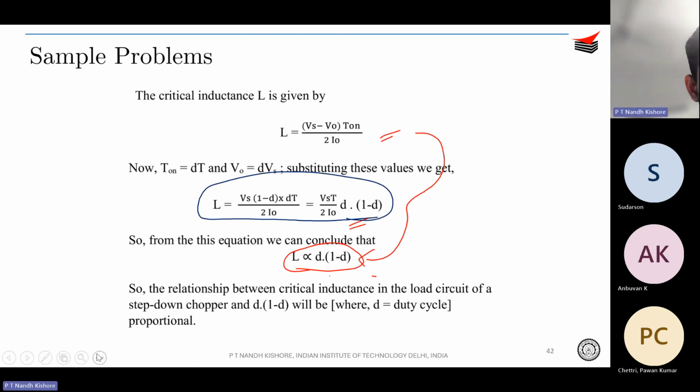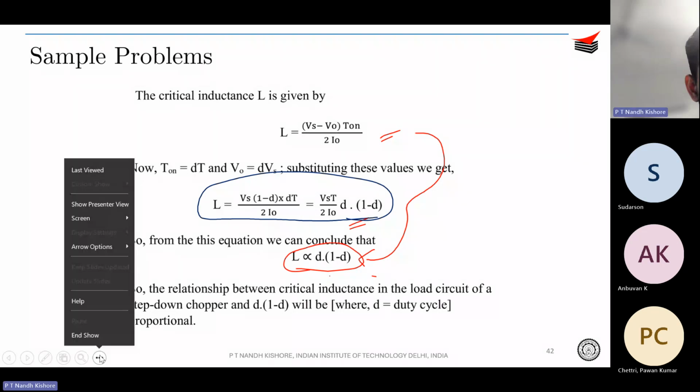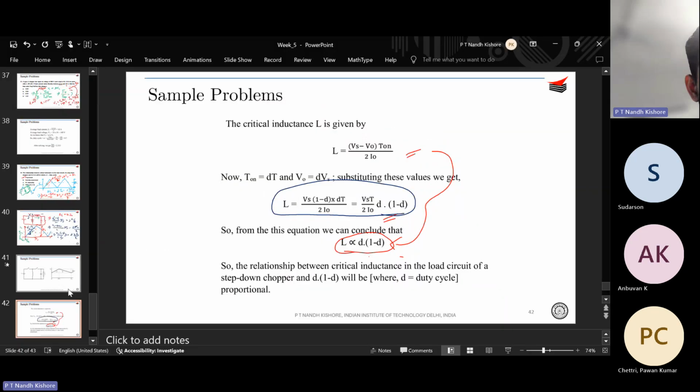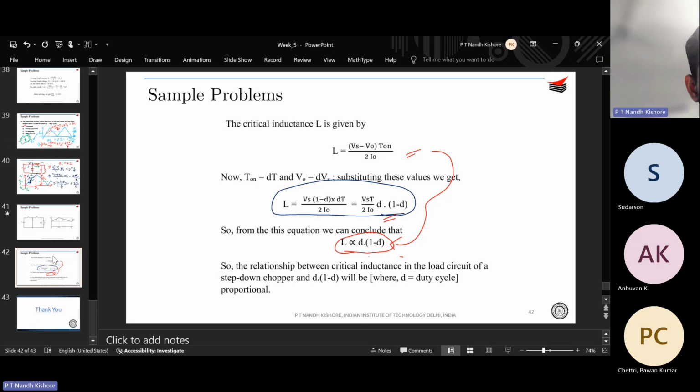So we can just pause for a few minutes. After that, maybe we can see a few extra problems as well. We can just pause here for a few minutes until we resume.